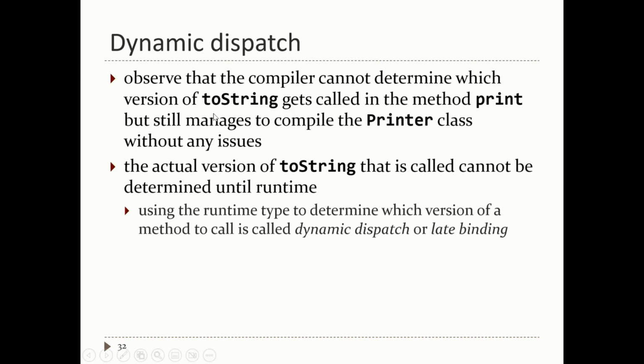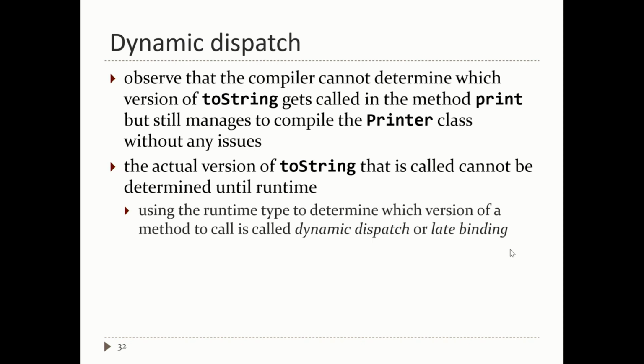So the compiler can't determine which version of toString gets called. There's no way for the compiler to know. The thing that knows which version of the method to call is the virtual machine. So the version of toString that gets called can't be determined until runtime, and that's why it's called dynamic dispatch or late binding.